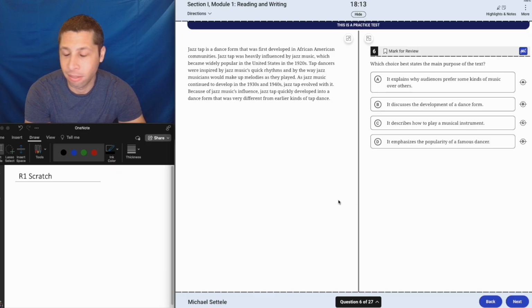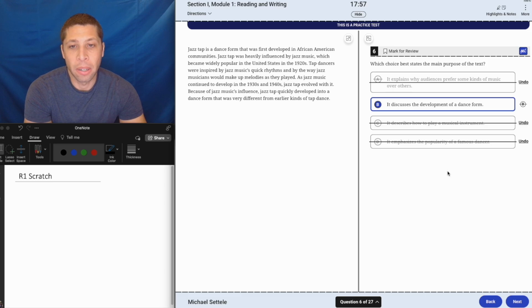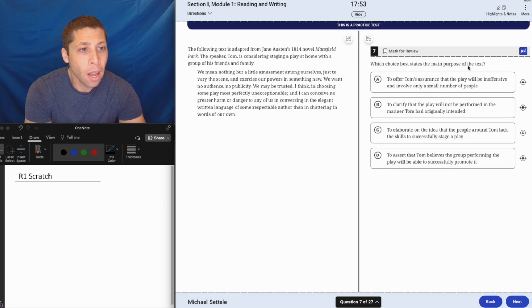Oh my God, say jazz again. Okay, it's jazz and tap. It explains why audiences prefer some kinds of music to others. No, it does not. It discusses the development of a dance form. Maybe. Describes how to play a musical instrument. No, what's the instrument? It emphasizes the popular, who's the dancer? No, it's definitely this. All right, what's the development of the dance form, or what's the dance form? It's jazz tap. Main purpose.